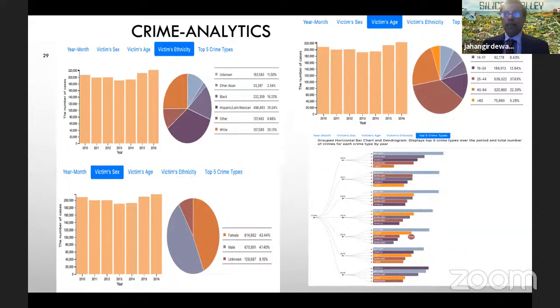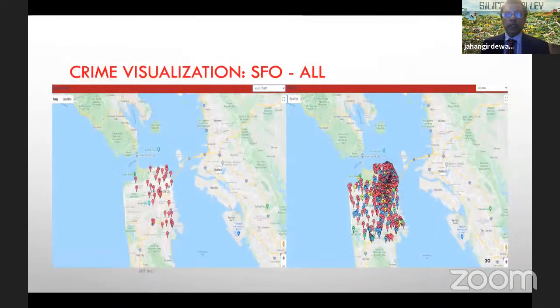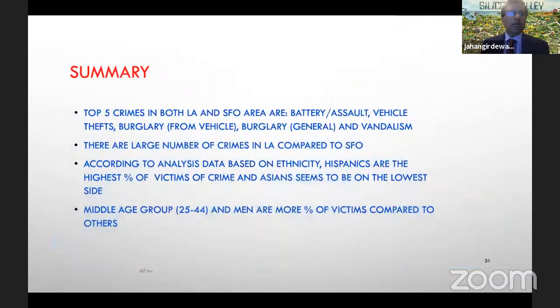The top crimes are mostly battery, like assault and all those, burglary, car theft, and regular theft at homes, something like vandalism, all those things. And here is some data from San Francisco, where the areas with the most concentration of crimes are. So that gives you some good idea of where we should settle, which area, and all those things.